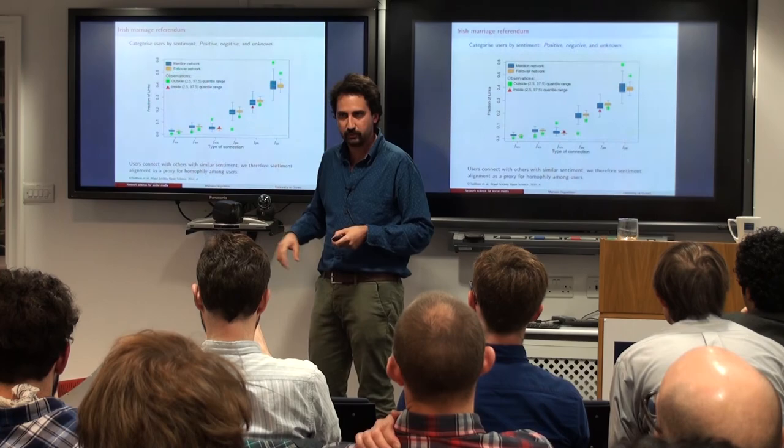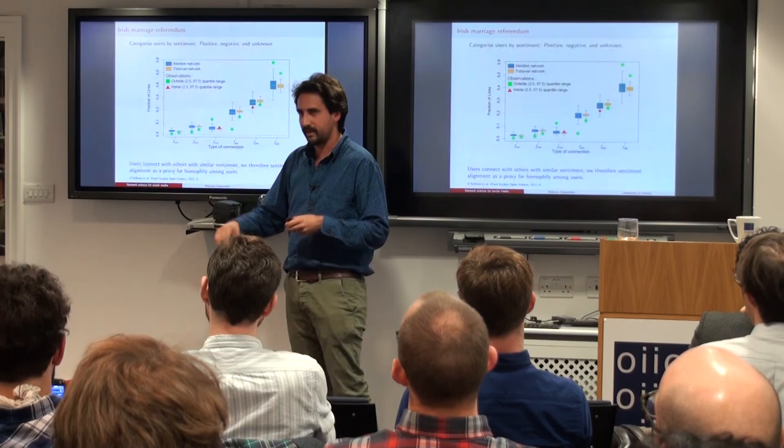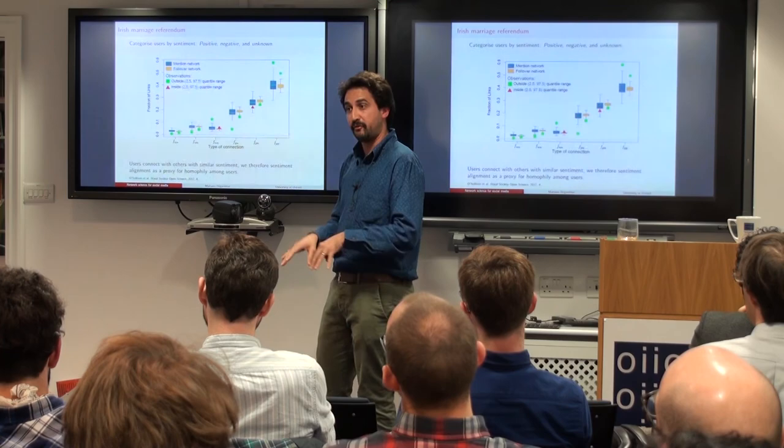So this is more in the mentions network, but slightly more in the follower network, we see some of them. And then connections between negatives and unknowns, of people with unaligned sentiment, we observe fewer of those connections.